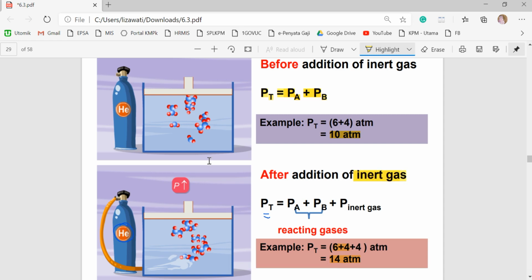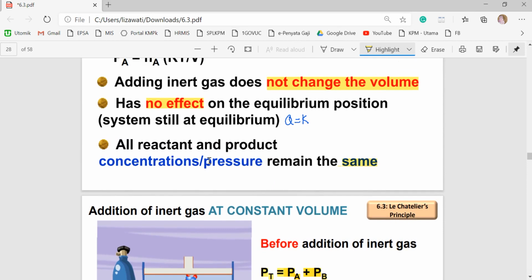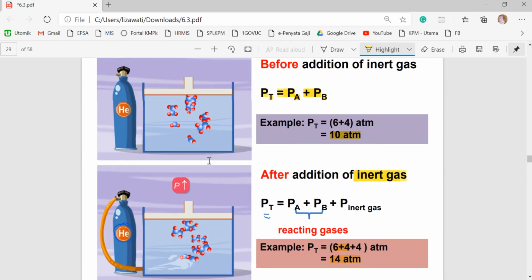Because there is no change in the partial pressure of A and B, the direction of the equilibrium will remain the same, where the value of Q is equal to K. The system is still at equilibrium, no change.